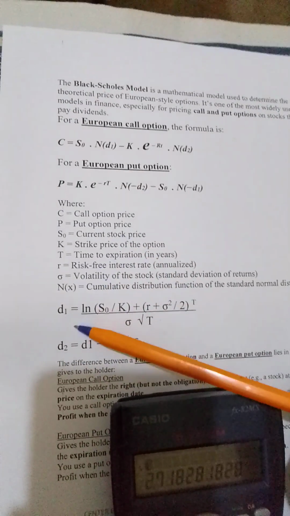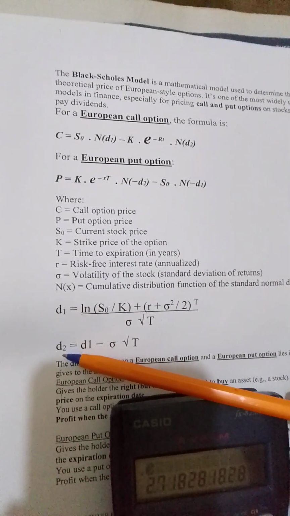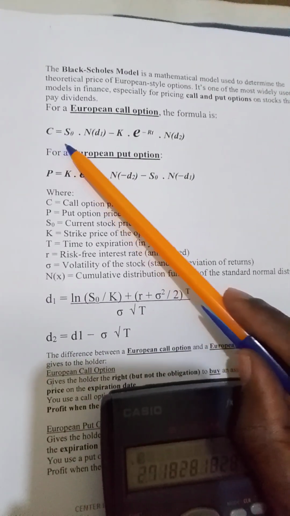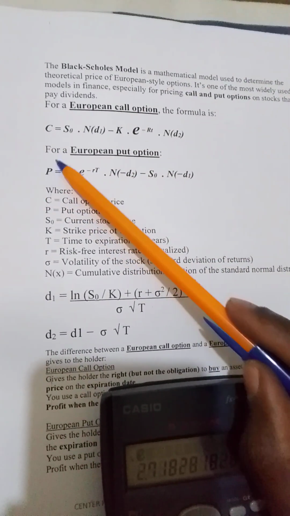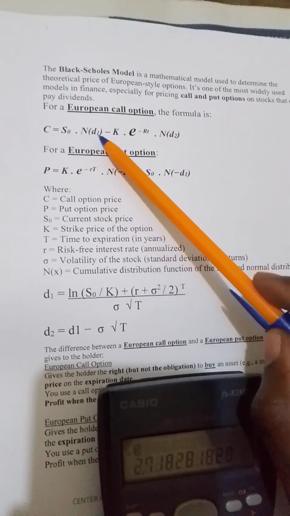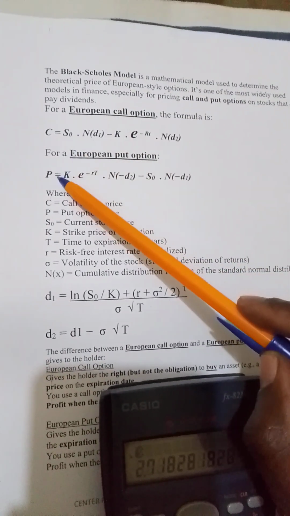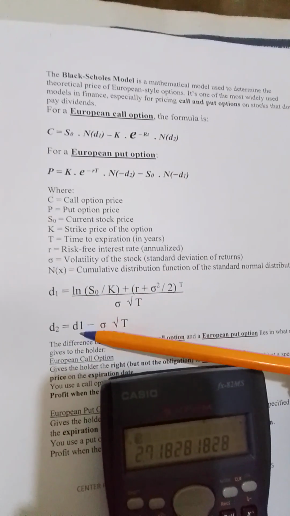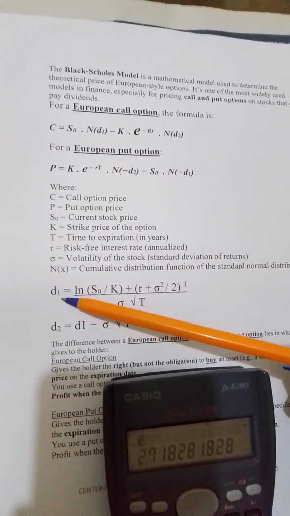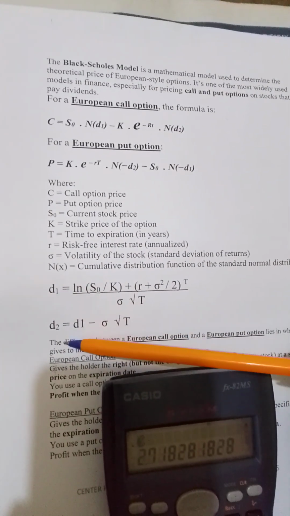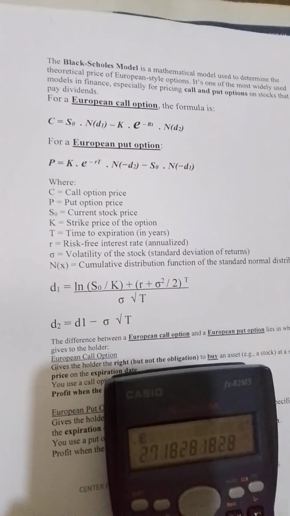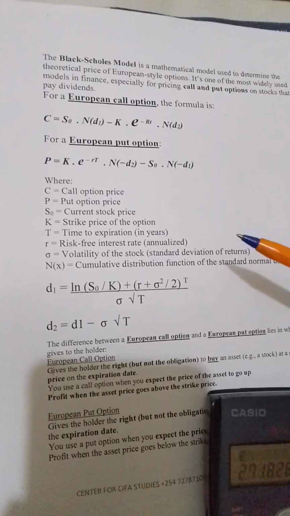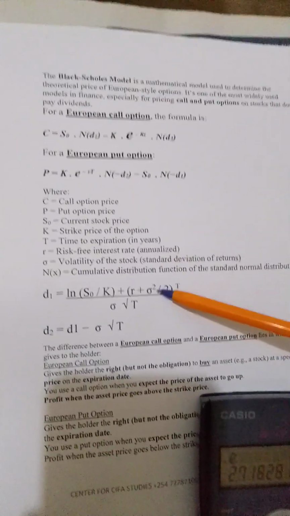Can either be N(D1) or N(D2), which is the cumulative distribution function of the standard normal distribution. Now let's see. Once we calculate D1 and D2, we should be able to calculate either C, that is the call option price, or P, that is the put option price. The most critical part is first to calculate D1 and D2, then we obtain N(D1) and N(D2) from the table.